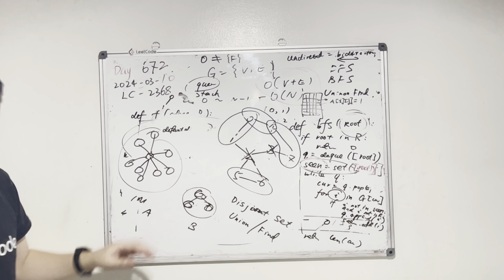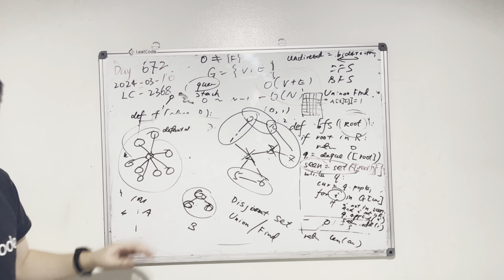So let's just write the code. It's quite simple to use the disjoint set. Let's say disjoint set equals DisjointSet with n vertices. Then we go through the edges, for A, B in edges. If A in restricted set or B in restricted set, if this edge contains a vertex which is in the forbidden set, then we just ignore it. We can continue.